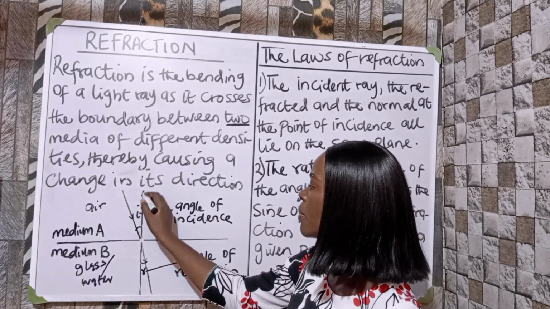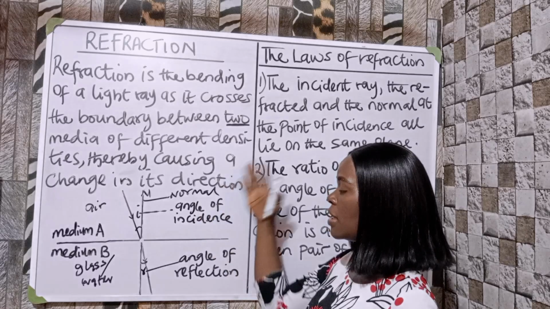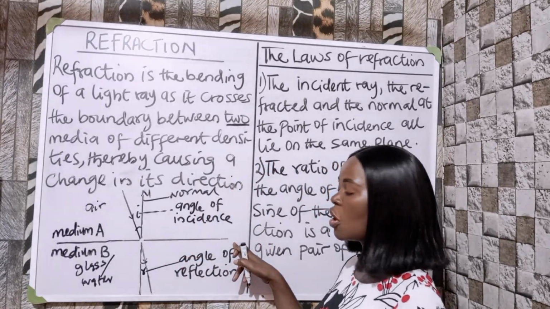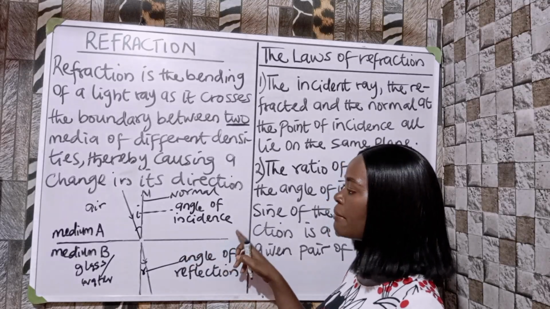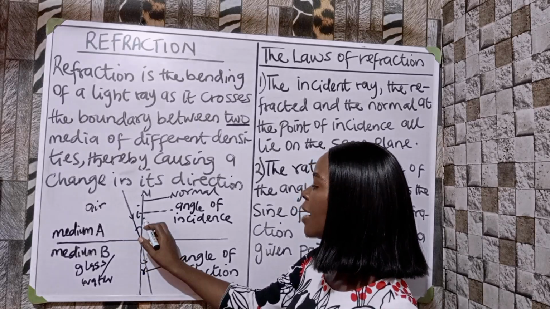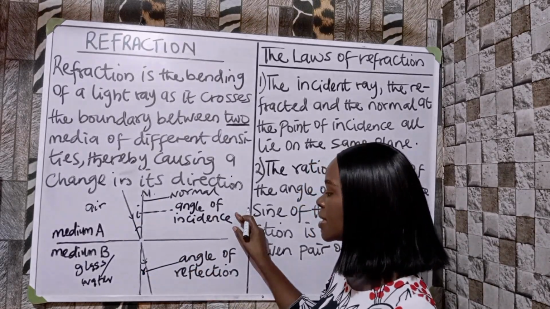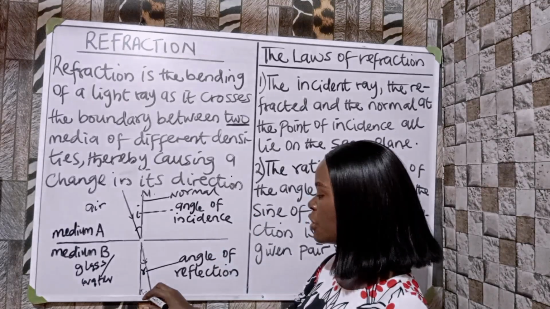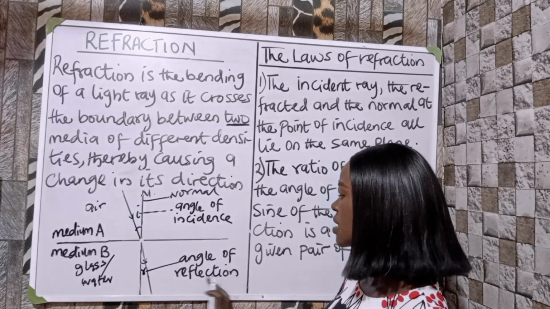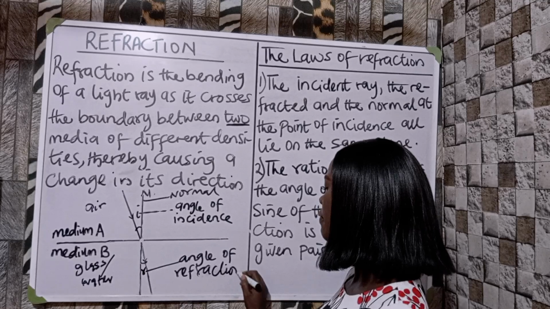Now this is my normal. This normal is a vertical line that is perpendicular to the boundary between these two media. This is the angle of the incident ray. The angle between the normal and the incident ray is said to be the angle of incidence, and the angle between the normal in the second medium and the refracted ray is said to be the angle of refraction.